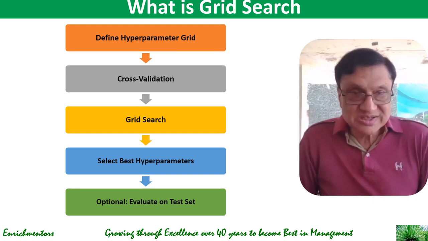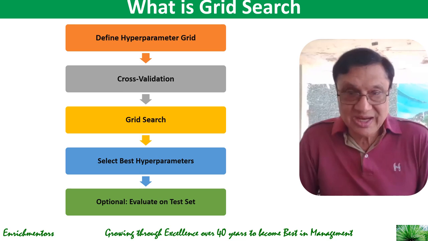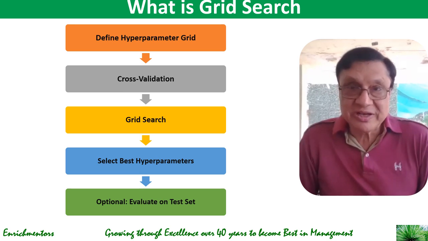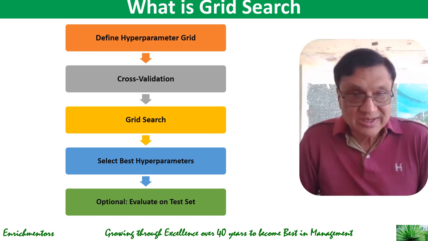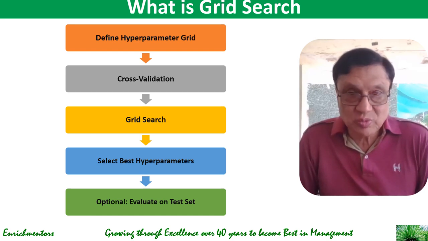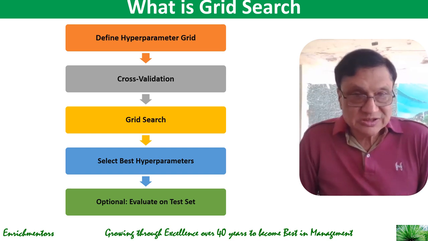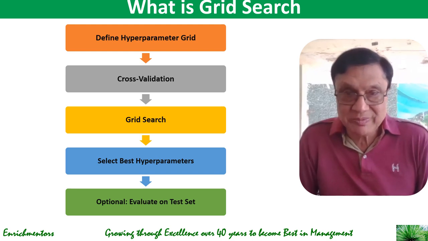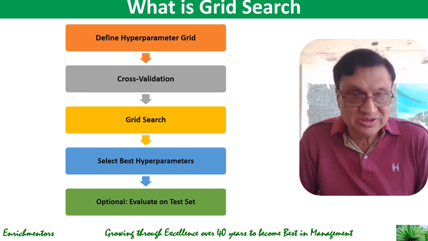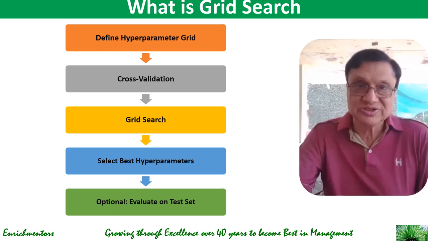So grid search is a straightforward and exhaustive method for hyperparameter tuning, but it can be computationally expensive because you're going to do a lot of combinations, especially when dealing with a large number of hyperparameters and a wide range of possible values of each hyperparameter. Despite its simplicity, grid search is widely used and serves as a baseline for more advanced hyperparameter techniques such as random search and Bayesian optimization.